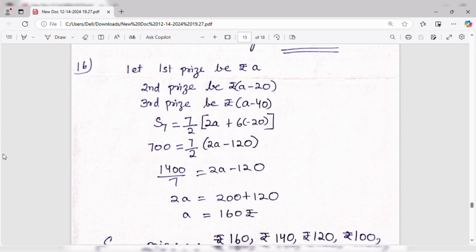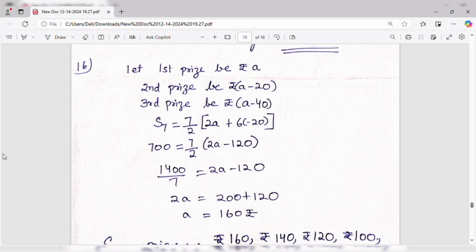A sum of rupees 700 is to be used to give 7 cash prizes to students of a school for their overall academic performance. If each prize is rupees 20 less than its preceding prize, find the value of each of the prizes. So in this, the sum of the money is given, the whole prize that is to be distributed.